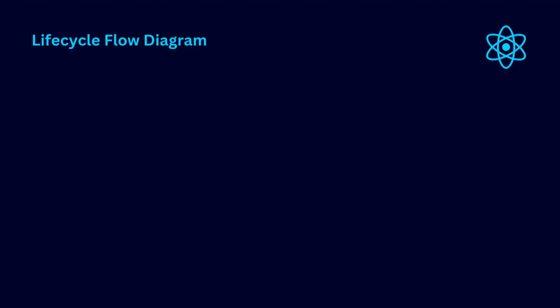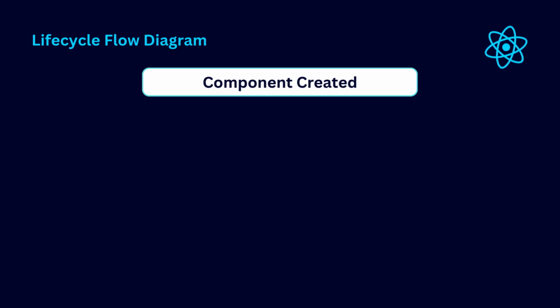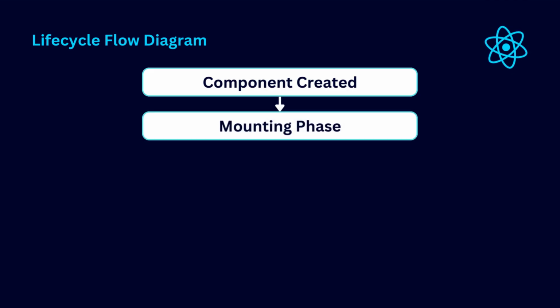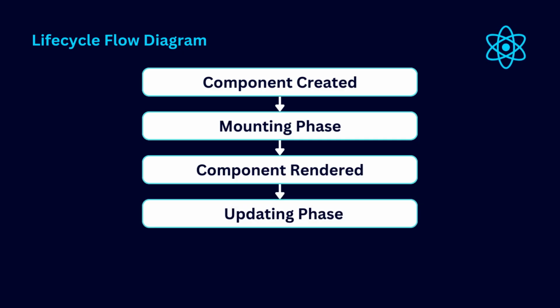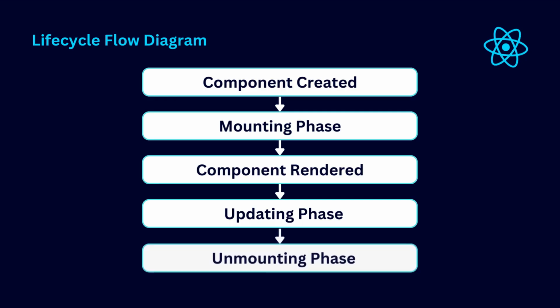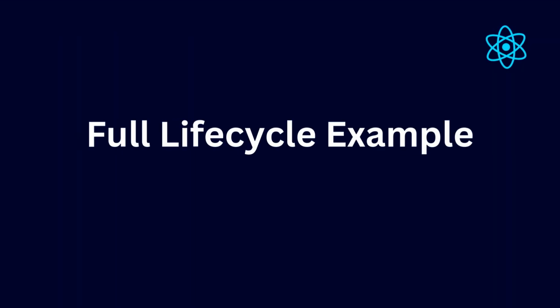Let's see the lifecycle flow diagram to understand it better. First component is created, mounting phase occurs, component rendered, updating phase happens if state or props change, and unmounting phase happens when removed. Let's see an example to understand full life cycle.